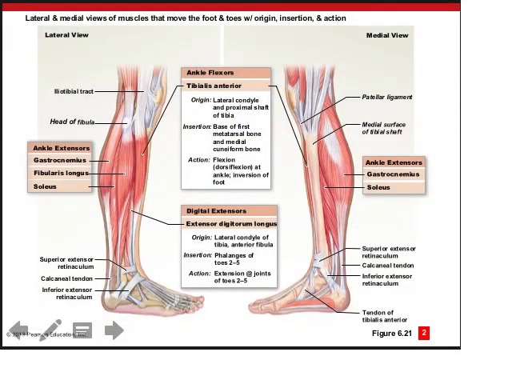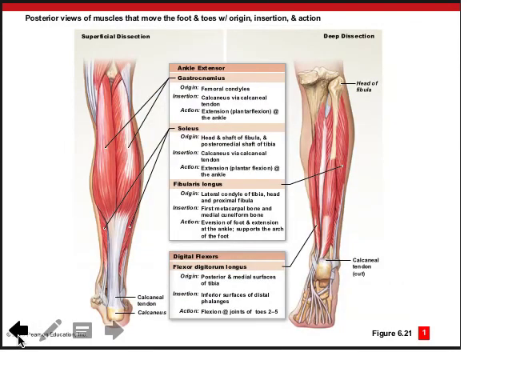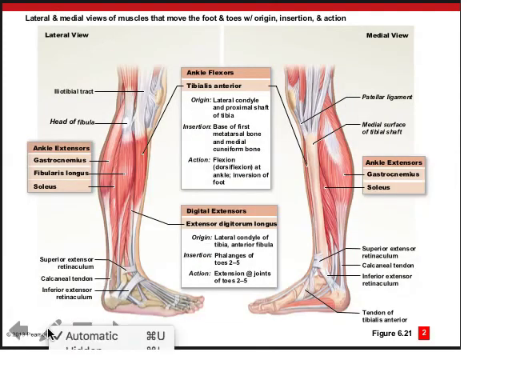Here we can see a lateral and a medial view of the lower leg. Ankle extensors generate plantar flexion of the foot. Examples include the gastrocnemius and soleus. Muscles moving the toes are smaller and originate on the tibia, the fibula, or both. Superior and inferior retinacula hold tendons of muscles in place where they cross the ankle joint.